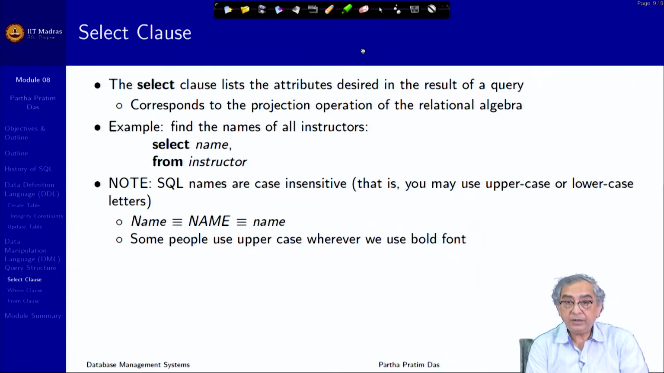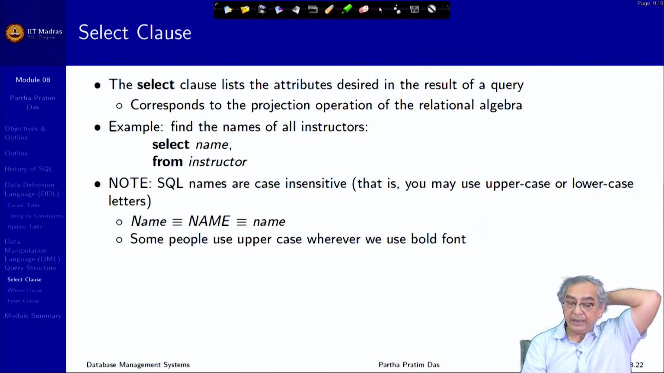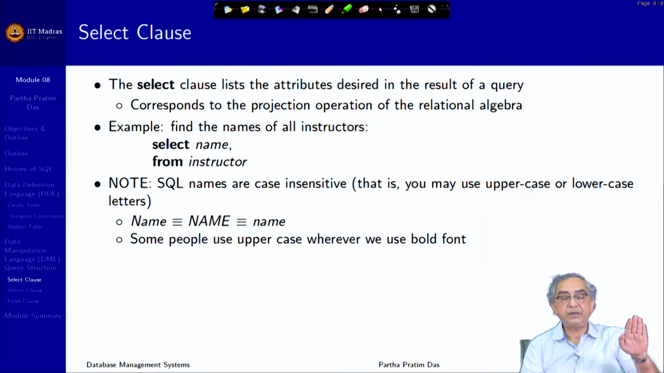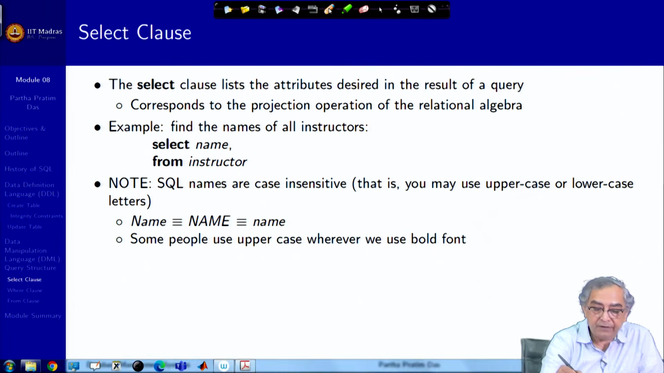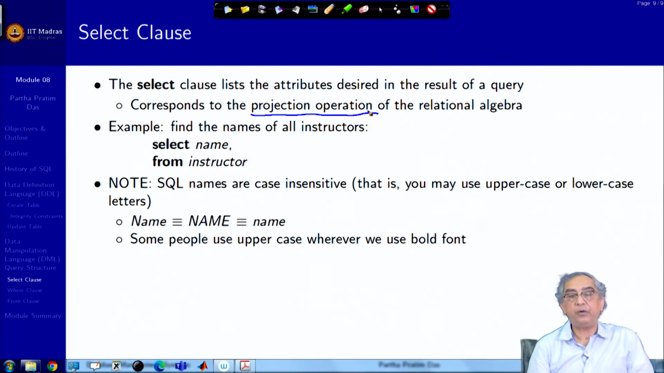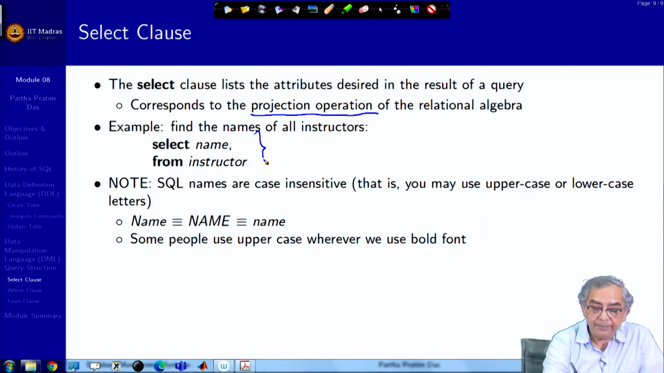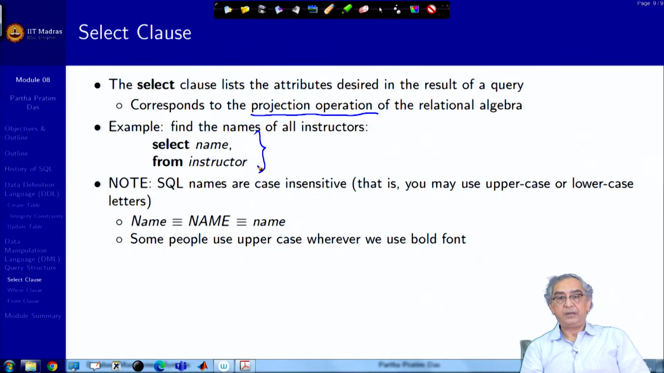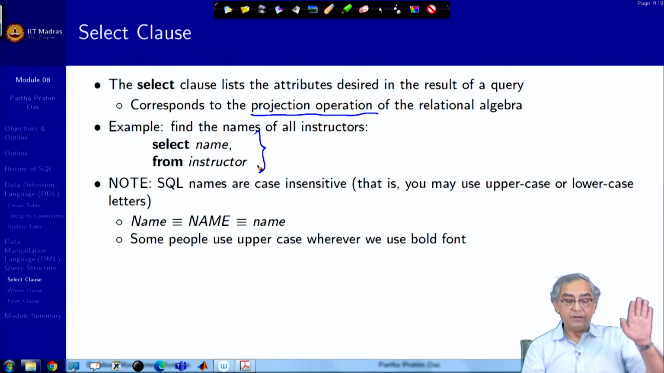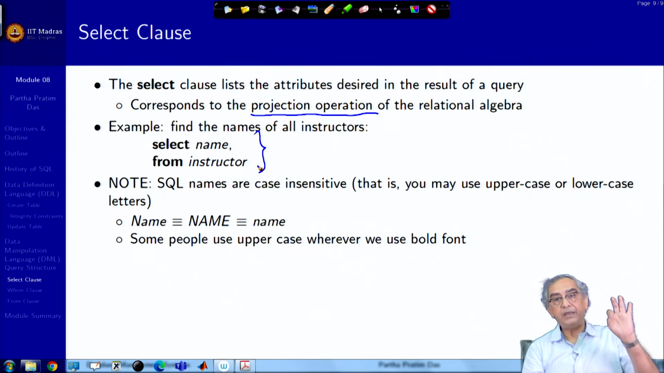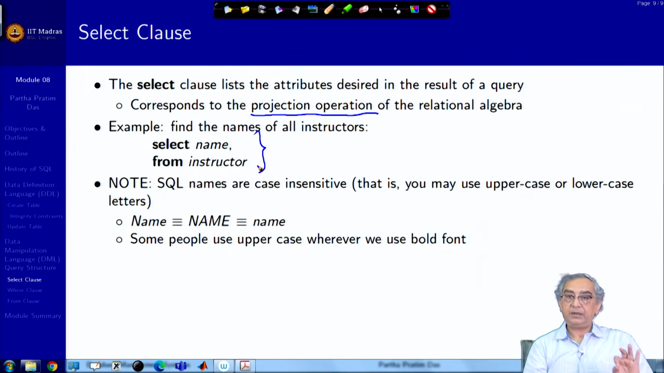So, first is the select clause. Select clause specifies the attributes that I want in the output. It is actually the projection operation of relational algebra that we had discussed. So, I say select name from instructor. So, instructor is the relation. If I say select name from instructor, the name has to be an attribute in instructor. So, what will it do? It will take the instructor table, take out the name part of it and give me as an output, simple.